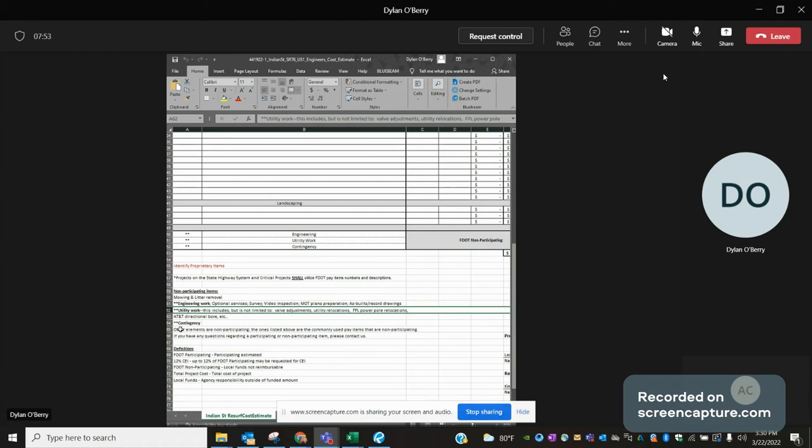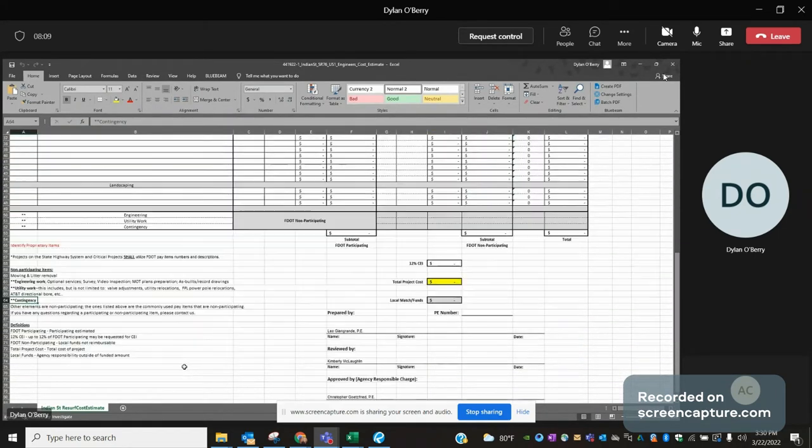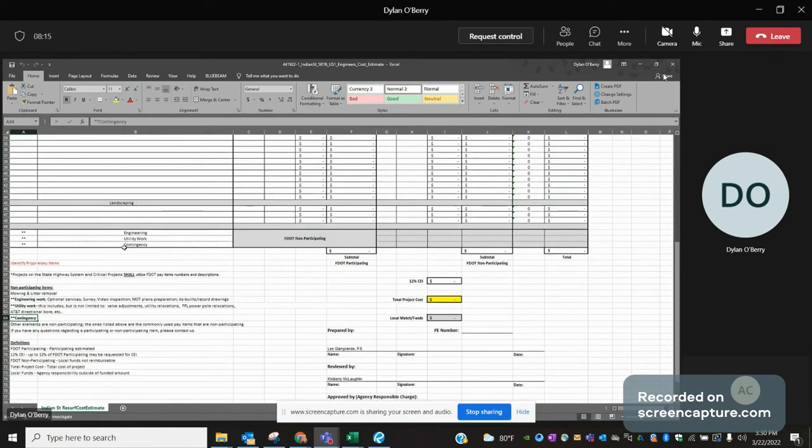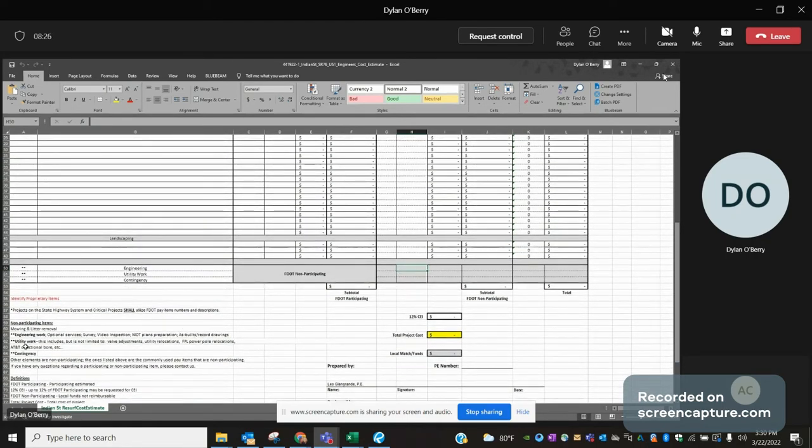But again, because they're not listed here. Utility work, contingency. Again, that contingency is going to sum itself up. What does it say? CEI. It's all grayed out. So you don't have to put anything in for those, unless we showed them on that other estimate.